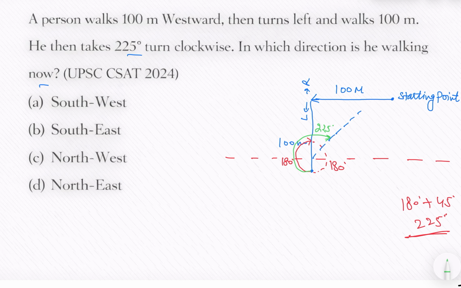In which direction is he walking now? So this is our north, east, west, and we have south. So he is facing between north and east. So it will be the northeast direction. Northeast. Option D is the correct answer.